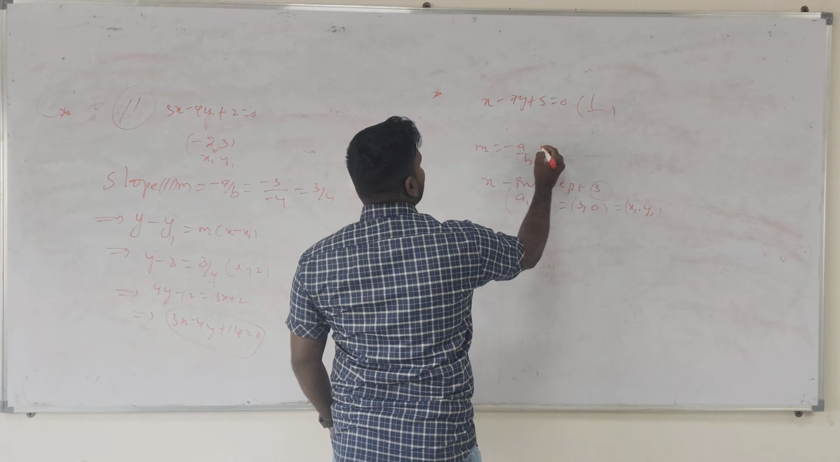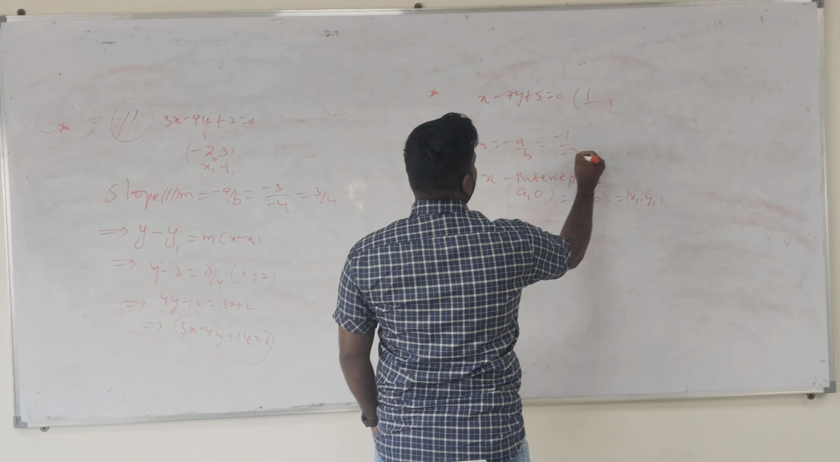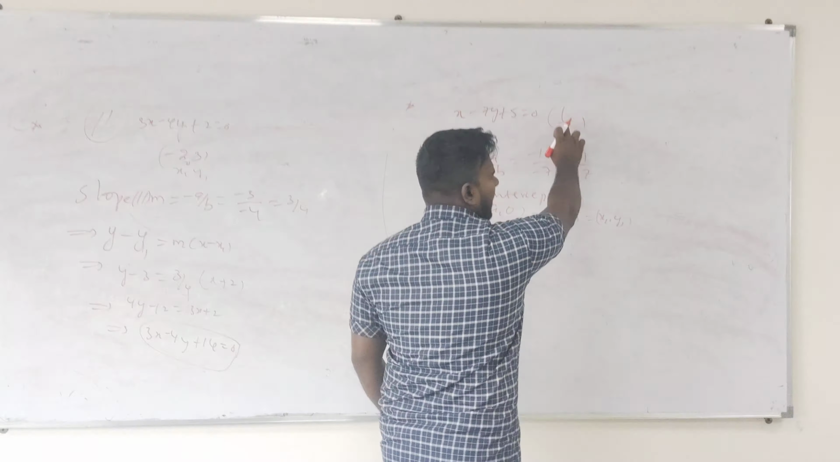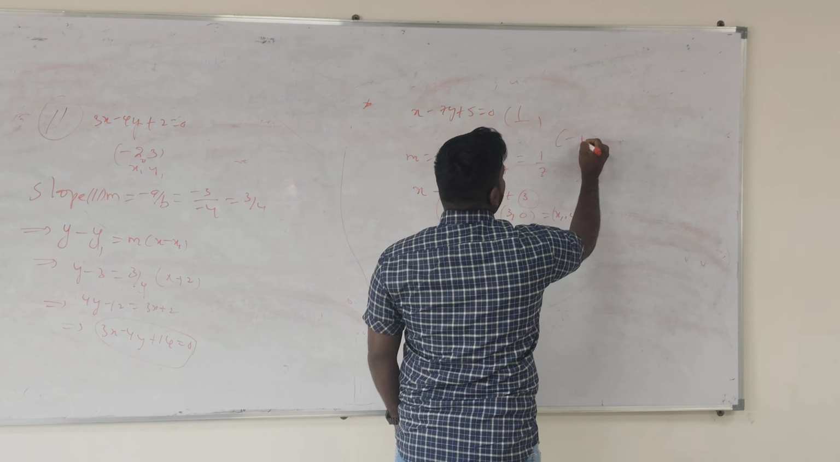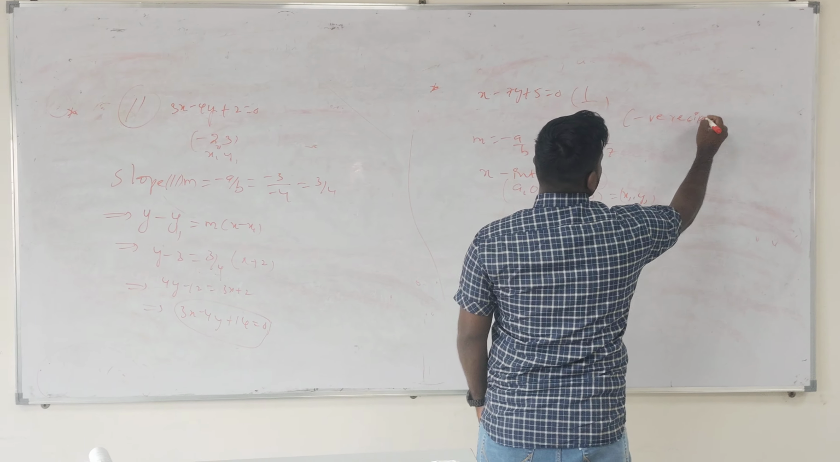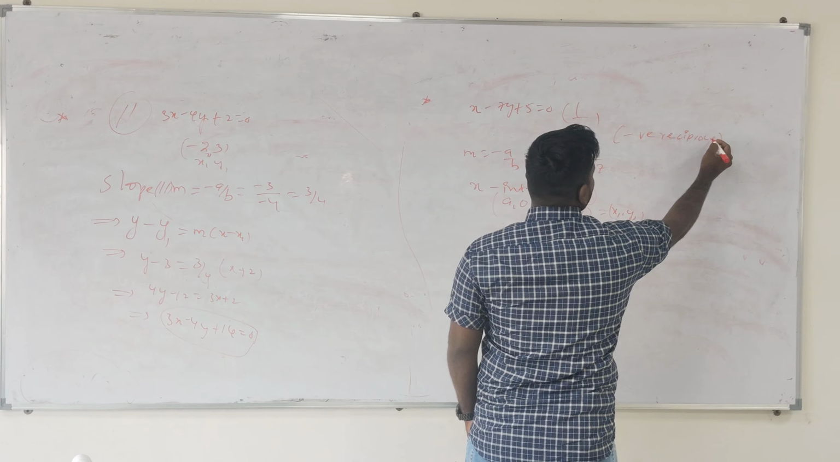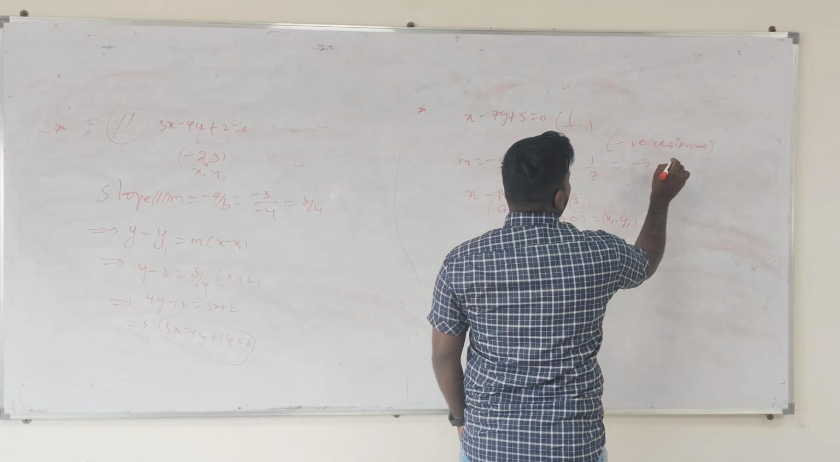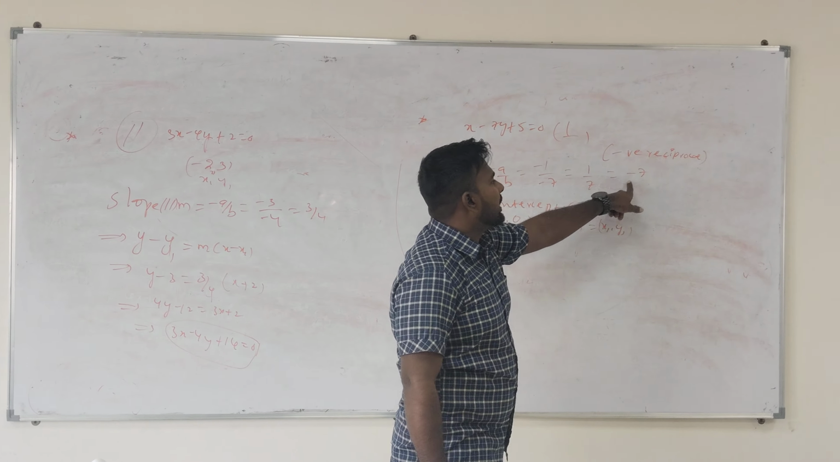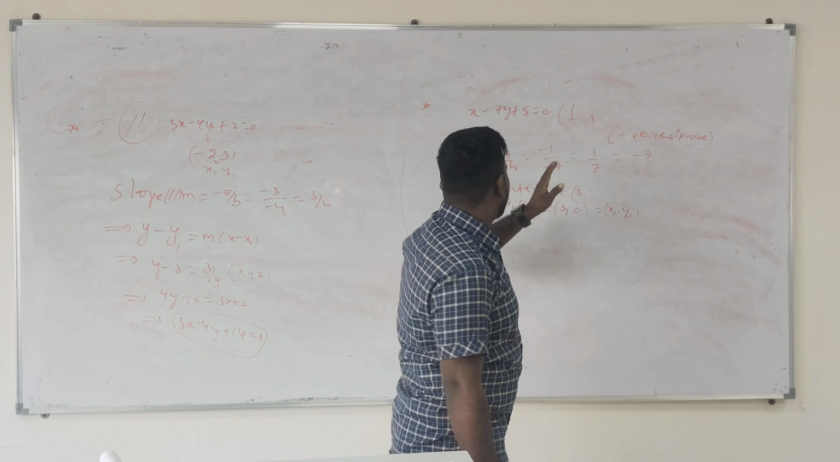And we know here m is equal to minus 7, which means minus 1 by minus 7, that is equal to 1 by 7. But they ask you perpendicular. When they ask you perpendicular, we have to take the reciprocal and multiply with minus. The reciprocal of 1 by 7 is 7, and multiplying with minus, it is minus 7, which is m.